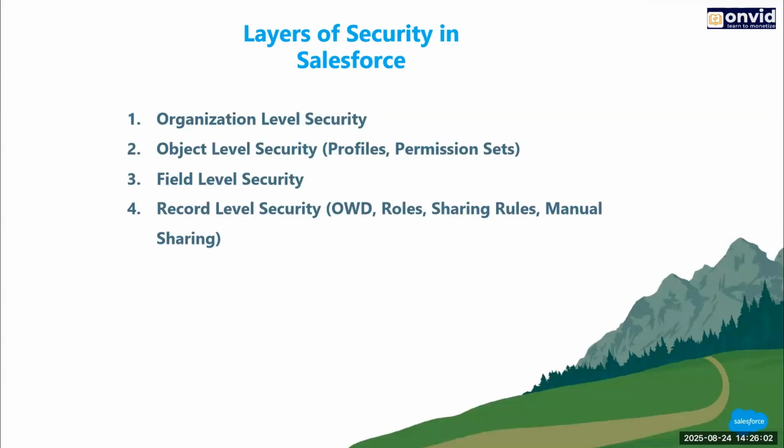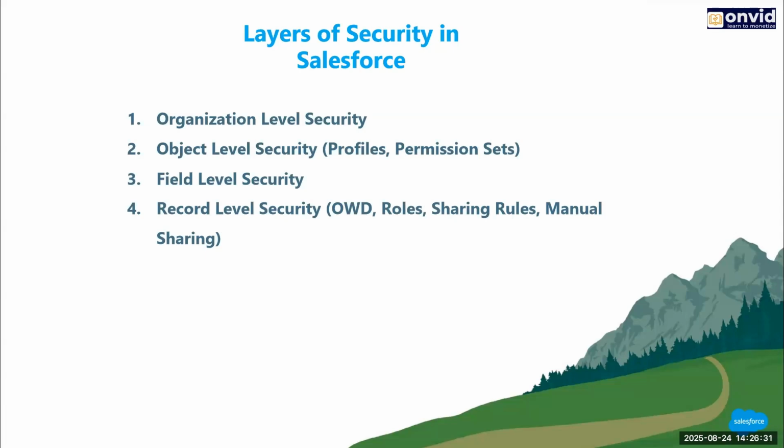We can create a hierarchy: CEO, CTO, everything in hierarchical order. Based on the records, if a sales rep has records, the sales rep manager will have access to them. Simple. You can set these up in the role hierarchy section in record level security. Third, sharing rules. So what are sharing rules?